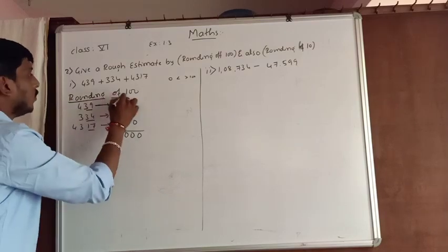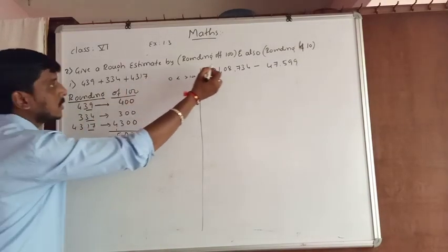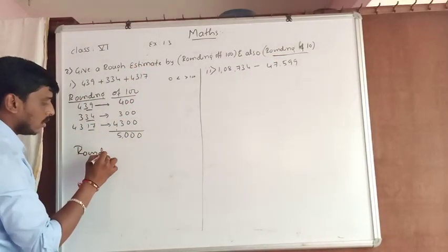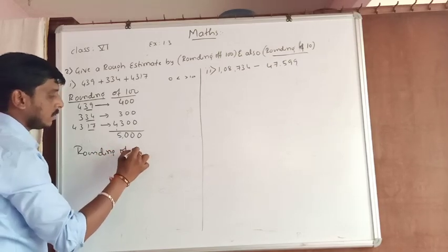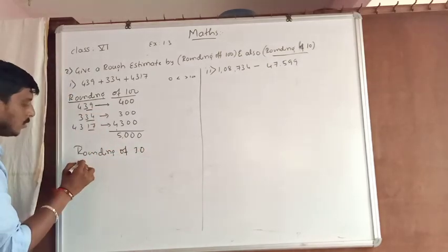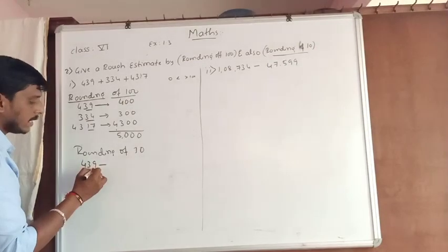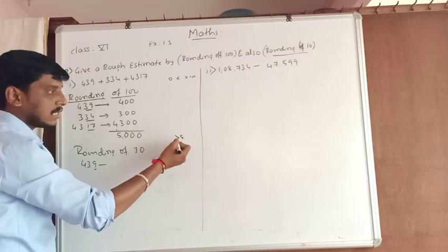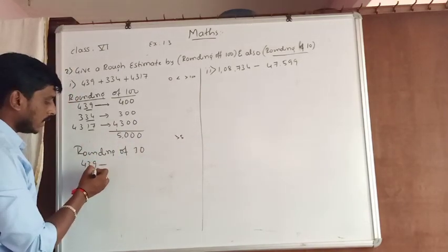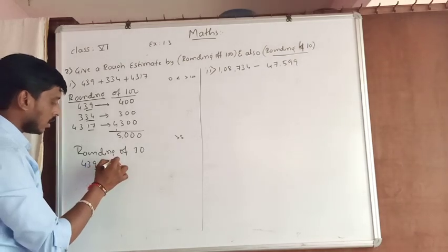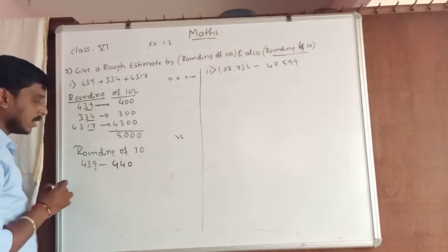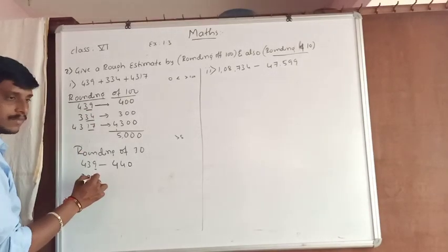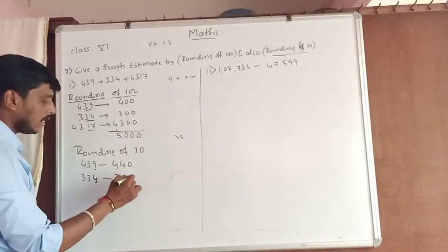So this is rounding to 100. Similarly, they mention rounding to 10. How to calculate? So rounding to 10: here 439 is rounded to. Take only the single digit. If it is more than 5, go for the next 10. If it is less than 5, it comes back to 0. So 439, the 9 is greater than 5, so it will come to 440. Next 334, here 4 is less than 5, so it will be 330 only.